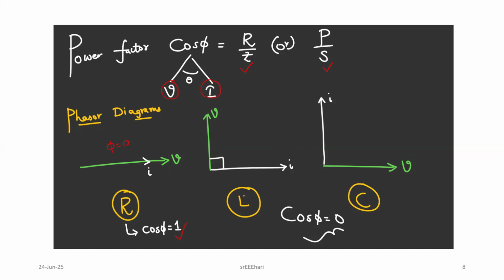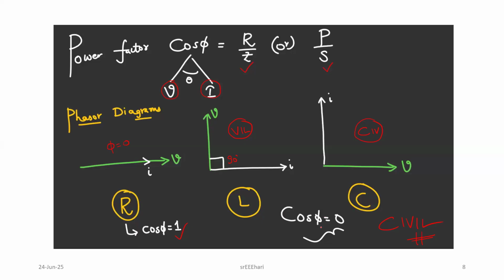What about this particular L here, as V and I for L? Voltage leads current in a pure inductor. Voltage leads current by an angle of how much? 90 degrees. Whereas in this one, current leads voltage by an angle of how much? 90 degrees, CIV. Remember the formula here, CIVIL. That's it.